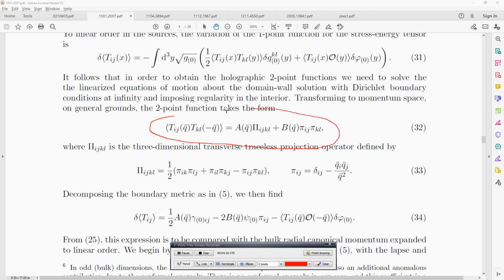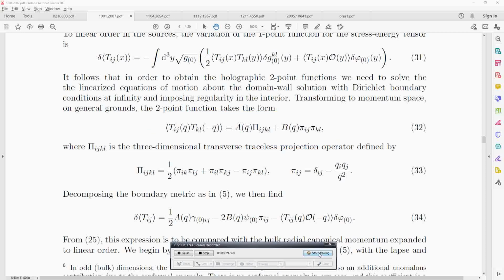In general, the two-point function of the stress tensor is transverse, so you can decompose it into two pieces. The first piece is traceless, so this tensor here is traceless, and its coefficient is A, and then this part is the full trace, and its coefficient is B. So B is related to the two-point function of zeta, and A is related to the two-point function of gamma.